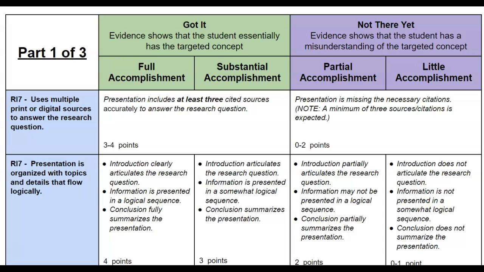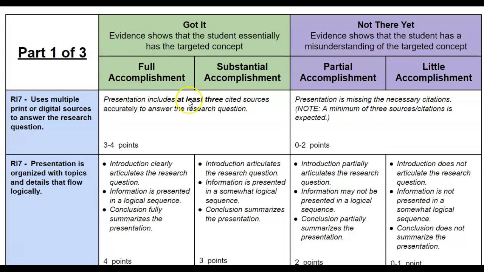And so the first part here, this standard says, uses multiple print or digital sources to answer each research question. And you can see here, to get full points, you need to include at least 3 different sources that are cited. You have to tell me where you got that information. And so today we'll talk about Mayan and how there might be some sources for you to use there.